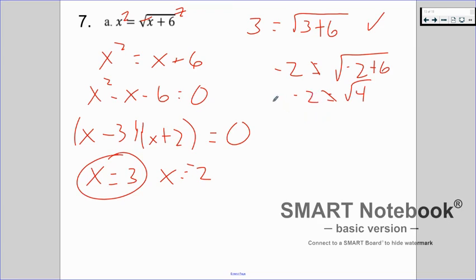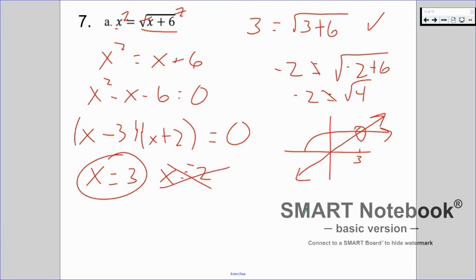You can also think about the graphs. If you think about the graphs of the left-hand side and the right-hand side, we look and see when those two things cross. Well, y equals x, the left-hand side would just be that linear equation that goes like that. And the square root of x plus 6 is going to be the square root graph that looks like that. And they're only going to cross one time. It's going to be right there when x equals 3. So this one does not actually work as a solution.